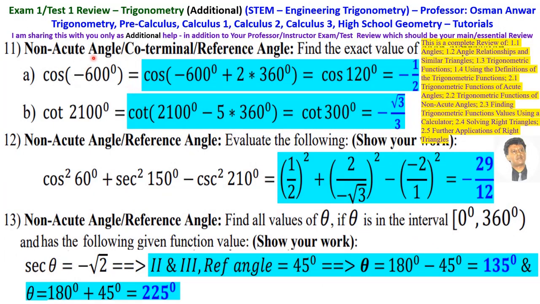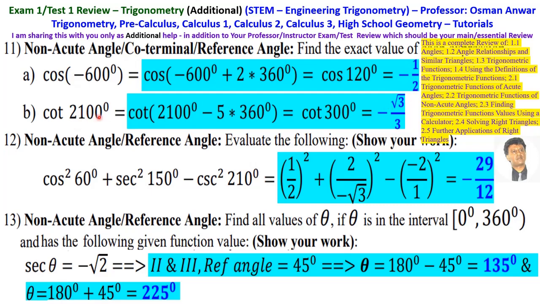This is non-acute angle, coterminal and reference angle. So this is cosine of minus 600 degree. First we need to find the first positive coterminal, which is minus 600 plus 2 times 360, and that is cosine 120. Cosine 120 degree is in the second quadrant, and the reference angle is 180 minus 120, which is 60. Then cosine 60 is 1 over 2. In the second quadrant it is negative, so it is negative 1 over 2.